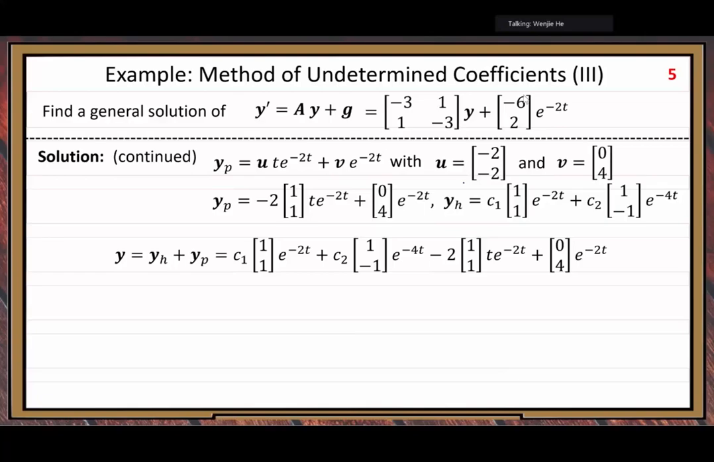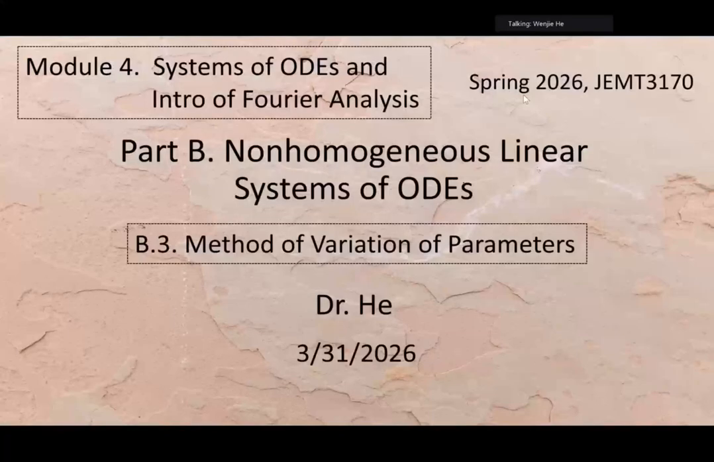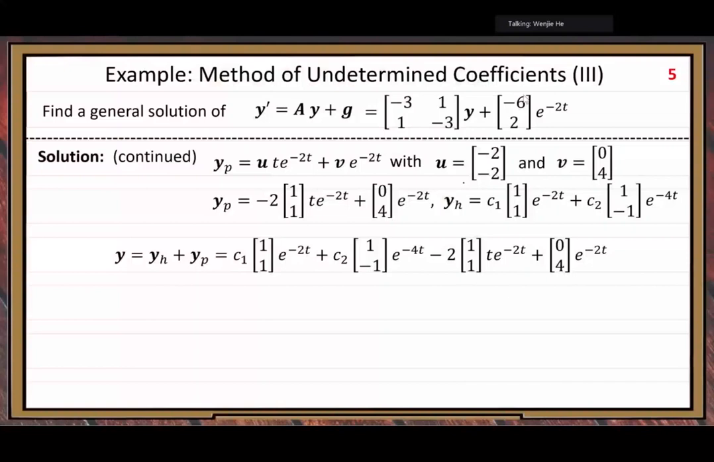So that's the first example. I think in this example, many parts are similar to our algebraic ODE, nonlinear linear system case. So that's one type of question.